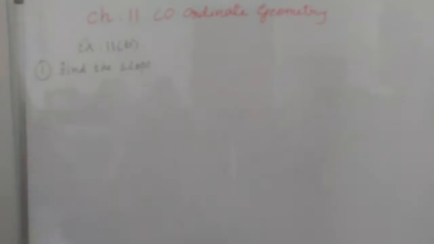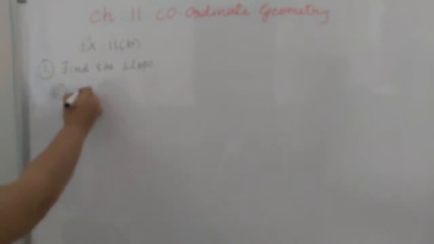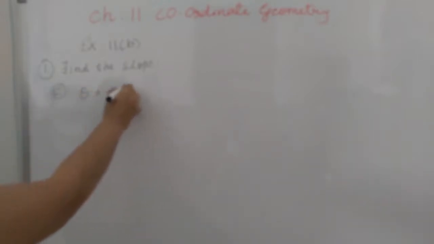So now using all our slope concepts and formulas, let us start our exercise 11B, and the first question is: find the slope of a line whose inclination in the positive direction of the x-axis in the anti-clockwise direction is given to us. So here we are given different angles. Let us take only 2 or 3 questions. I am starting with part C. Theta is given as 60 degrees here.